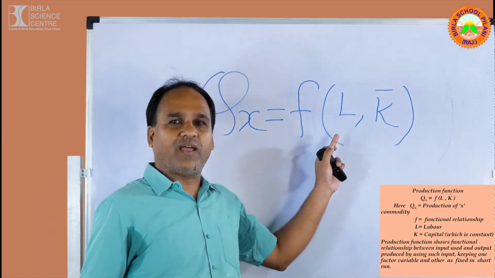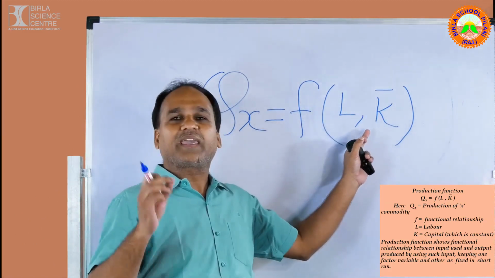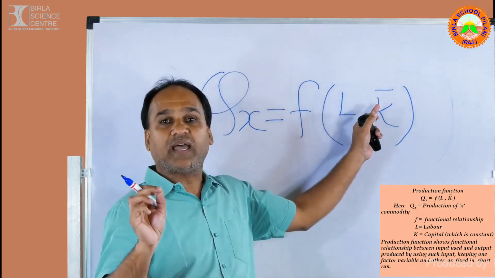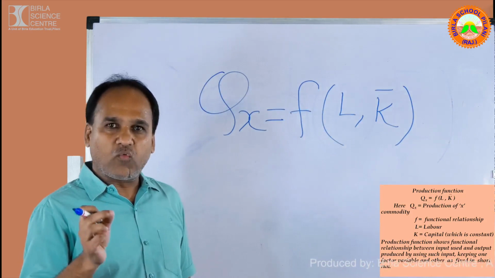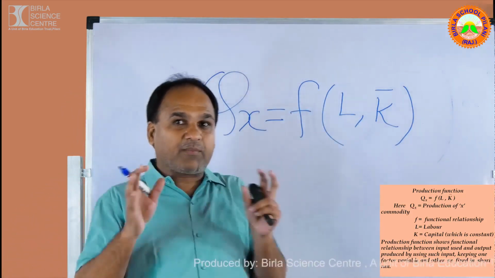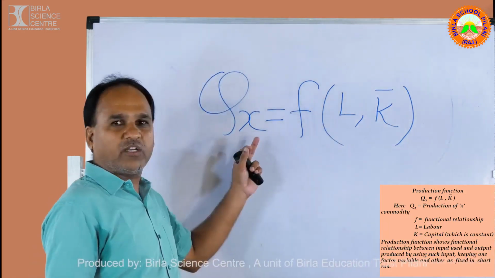After that, you can see here L. L stands for labor. And after that, you can see K. K is called capital. At the top, you can see this is a sign of bar. K bar means we are keeping capital constant. Now again, the same concept in your mind, how to write the definition. Come, lock in your mind.